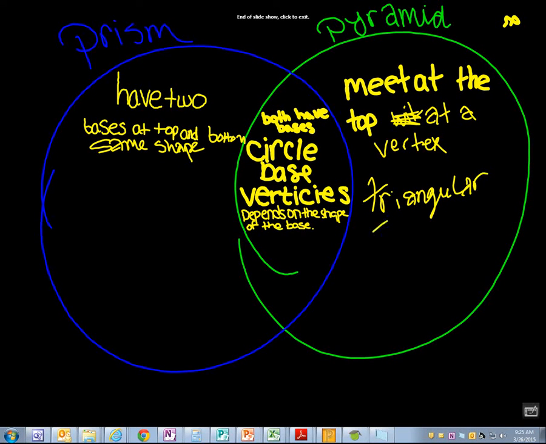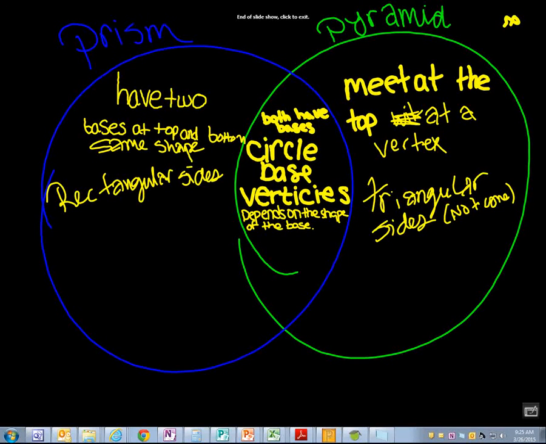Triangular sides. Not cone. Then this one has rectangular sides. Rectangular sides. Even if it's a cube, squares are rectangles, because rectangles are parallelograms with 4 90-degree angles. Yes.